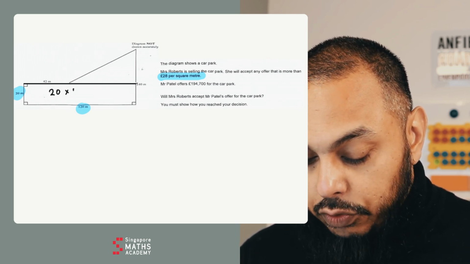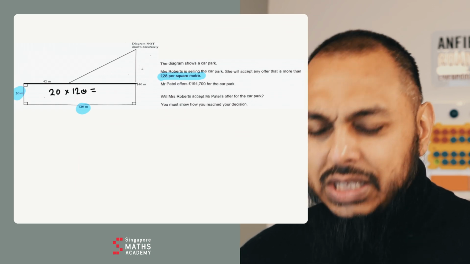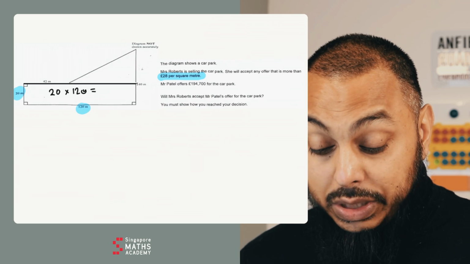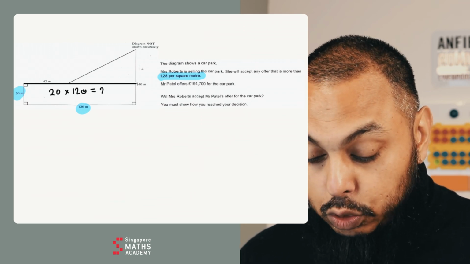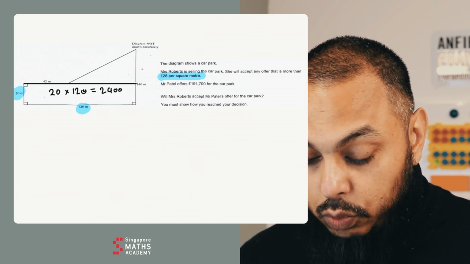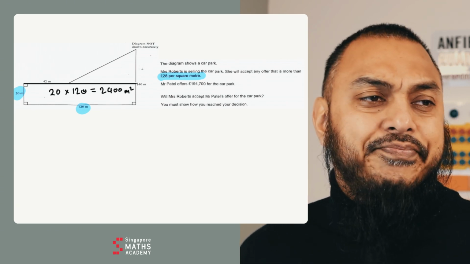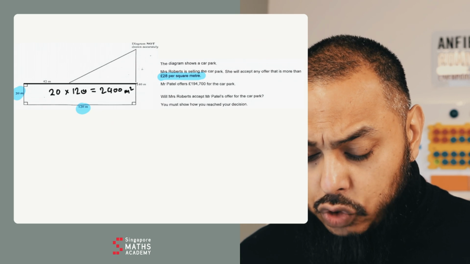20 times 120 meters. 10 times 120 is 1,200. So 20 times that must be double that. So it's 2,400 square meters. So that's the area of the rectangle. Quite simple, right? Let's work out the area of the triangle.